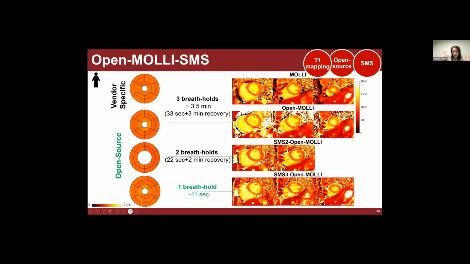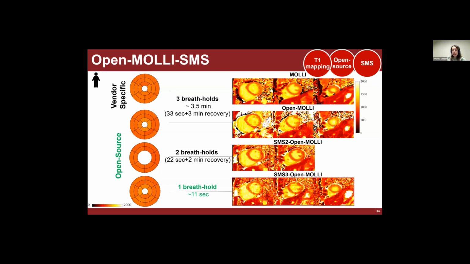So, in terms of the summary of this work: if we use open MOLLI or MOLLI, we'll need 3 breath holds to acquire three slices, and this can go up to 4 minutes depending on the time that a patient needs to recover between breath holds. If we acquire the SMS2 open MOLLI, we'll have only 2 breath holds, and with those 2 breath holds, we can acquire 4 slices and still have a robust response from the methods.